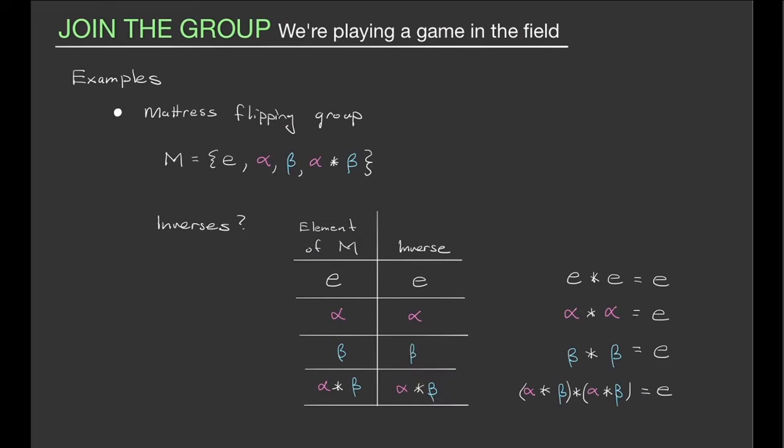Now we've checked three properties. We've checked associativity. Well, we didn't actually check that, but I claim that that will work. You can go through the 4 to the 3rd different equations, or you can trust me that it works. We did check the identity and we did check inverses. We have a set, we have a composition, and the composition satisfies these. That means that M, with the composition of just doing two moves one after another, is a group. So that's good. So we have the mattress flipping group.